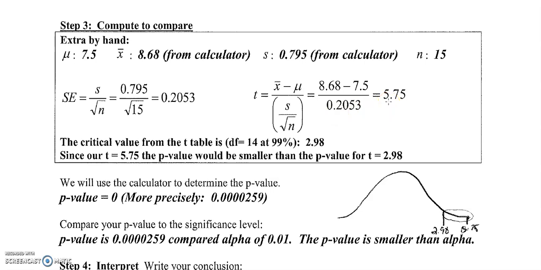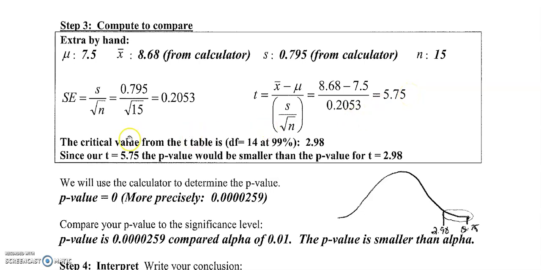Now, we're going to get the p-value from the calculator, but if we look at the test statistic, notice that's a really large number. It's kind of going back to our standard deviations. And if we had a 5.75, that's way off the chart. That's way over to the side. It's very unusual to get such a high number.